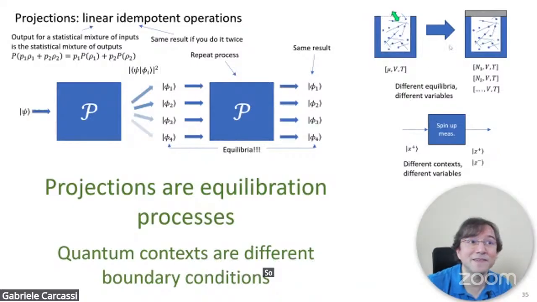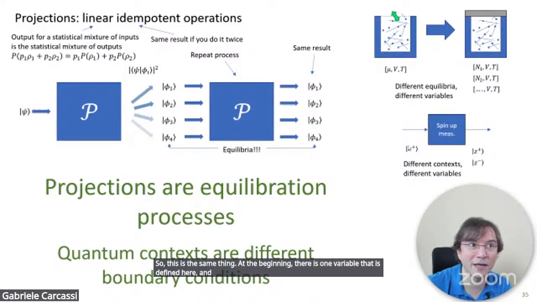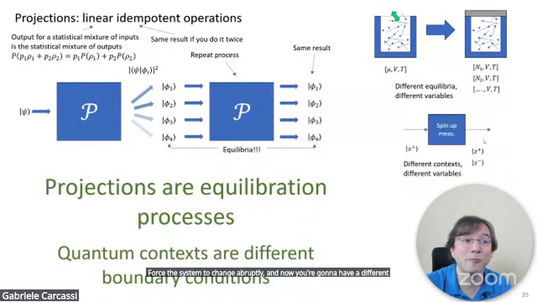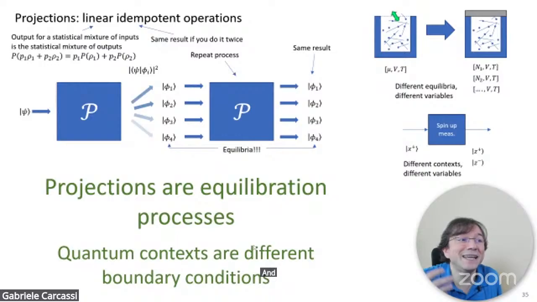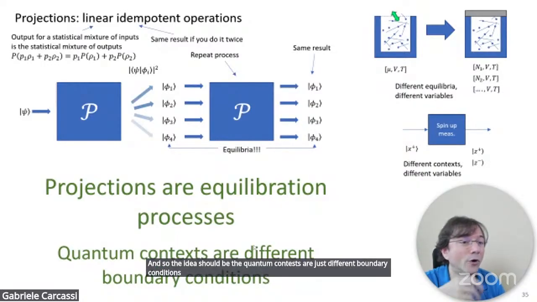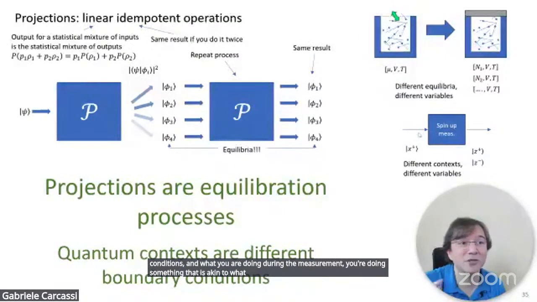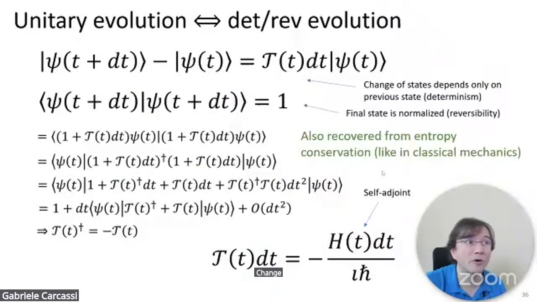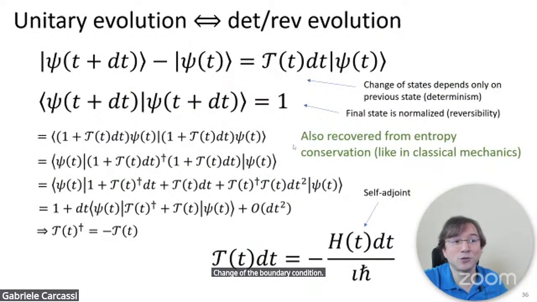So this is the same thing. At the beginning, there is one variable that is defined here, and there is one variable defined here. You force the system to change abruptly, and now you're going to have a different set of variables that are well defined. And so the idea should be that quantum measurements are just different boundary conditions. What you are doing during the measurement is akin to what happens in thermodynamics when you change the type of equilibrium: you have an abrupt change of the boundary condition. So that's one type of evolution.